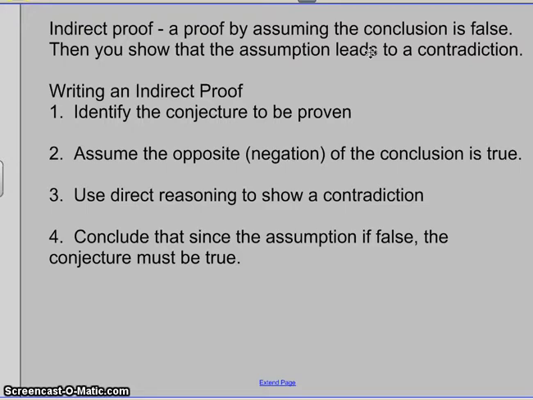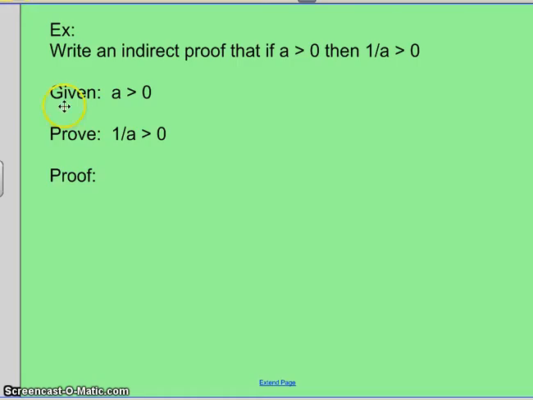Writing an indirect proof, we're going to identify the conjecture to be proven. We're going to assume the opposite or the negation of the conclusion is true. We're going to use direct reasoning to show a contradiction. Once we have a contradiction, we're going to conclude that since the assumption is false, then the conjecture must be true. A little bit tricky and a little bit tough. I think we have an example on the next page.